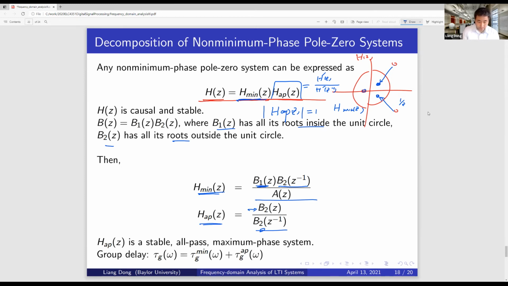Maximum phase, because it's due to the features of B2. Now the group delay of the system is the derivative of the phase of H(z), and the phase of this is from the product. When you calculate the phase, you get the phase of H minimum plus the phase of H all-pass. Phase is e to the power j phase, so when you do that, it's a plus term. Then you take the derivative, and the same thing, we have a plus sign here. So that will be the group delay of the minimum phase system plus the group delay of the all-pass filter.